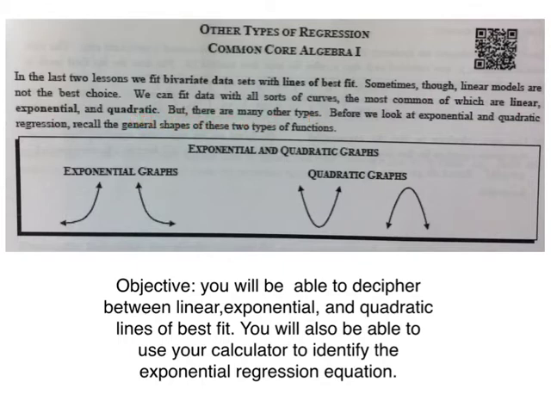Before we look at exponential and quadratic regression, recall the general shapes of these two types of functions. So don't forget, my exponential kind of looks like a J in both directions. My quadratic looks like a U in both directions. So today, by the time you're done with this video, you should be able to decipher between a linear, exponential, and quadratic lines of best fit. You will also be able to use your calculator to identify the exponential regression of the equation.